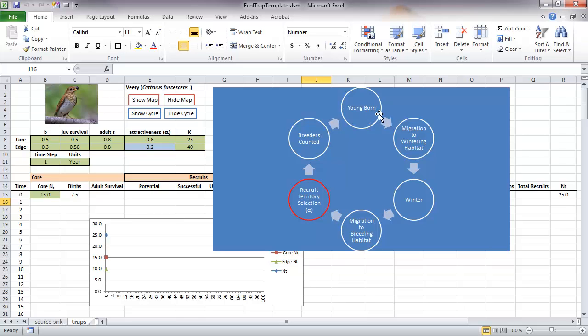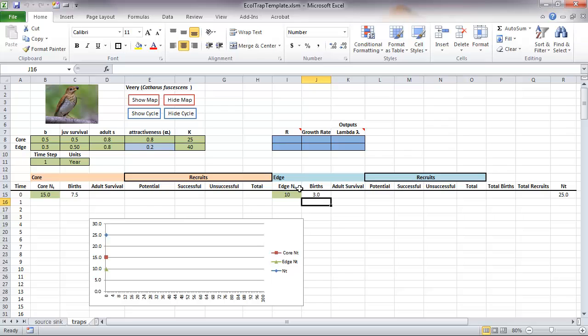Now we need to know the total number of young that have been born, and the total of these individuals that can select a breeding territory in the next time step. So this is all being carried out. We're still within our first time step, and then when we do the census, they'll advance to the next time step. So let's calculate our total births, and we'll do that in cell P15. That's simply C15 plus J15. And this represents the total number of individuals that are produced in our whole system.